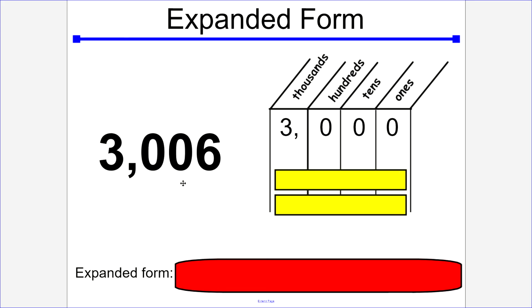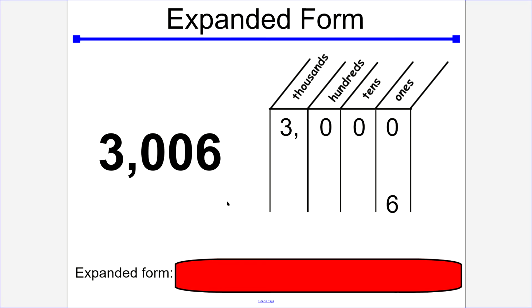Let's think about the tens place. What is the value of the tens place? The value of the tens place is 0. It doesn't have a value. So when I go to write this number in expanded form, I'm not going to write anything for the tens place because the tens place has no value to write. And finally, think about the ones place. What is the value of the ones place in this number? You're right. The value of the ones place is 6.